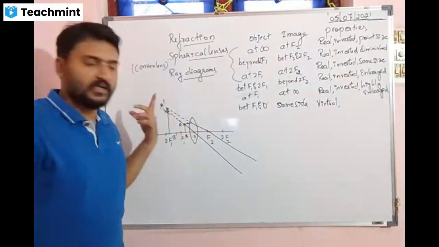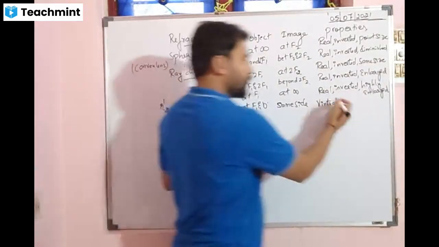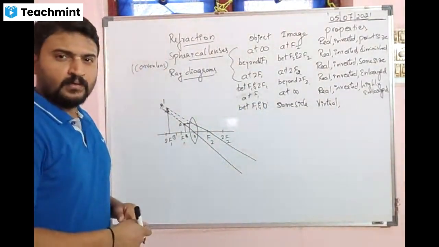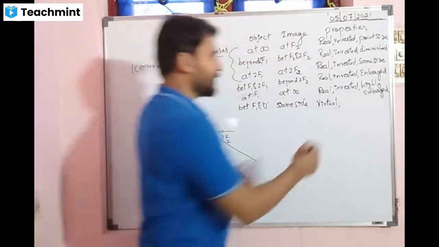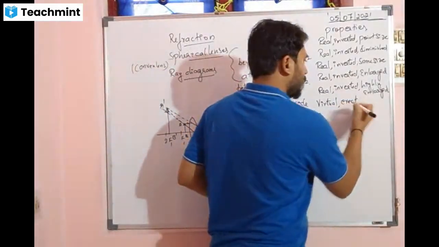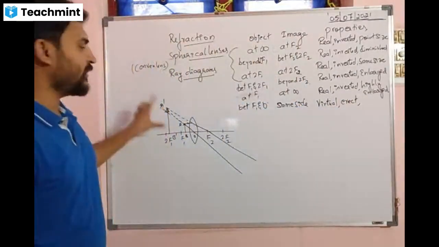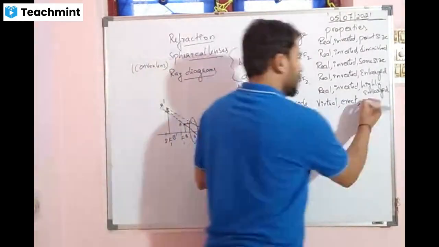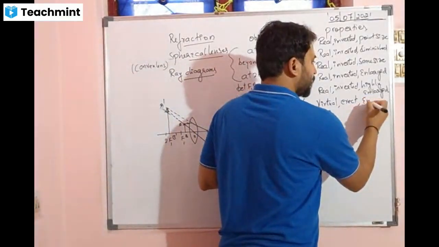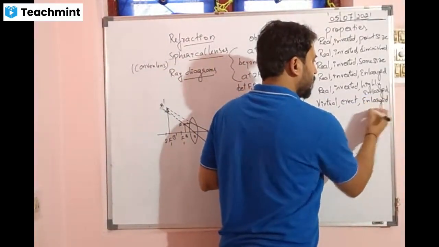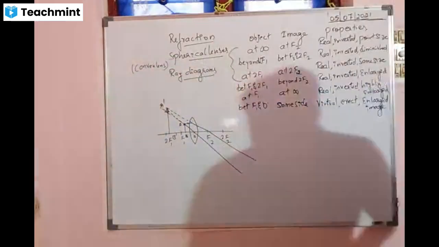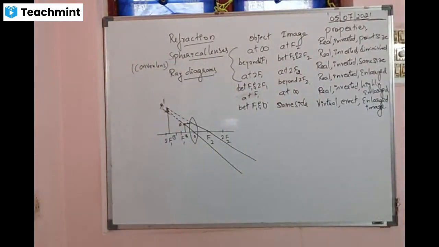If you keep it in between these two, it cannot be seen, so it is virtual. Tell me whether it is an inverted or erect image. Erect image. And look at the magnification: is it small, diminished, or magnified? It is also an enlarged image that is formed. So that's it. These were the 6 ray diagrams of the convex lens.